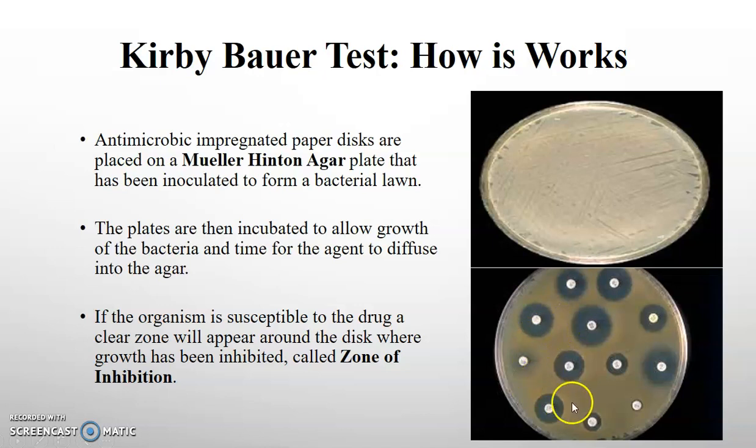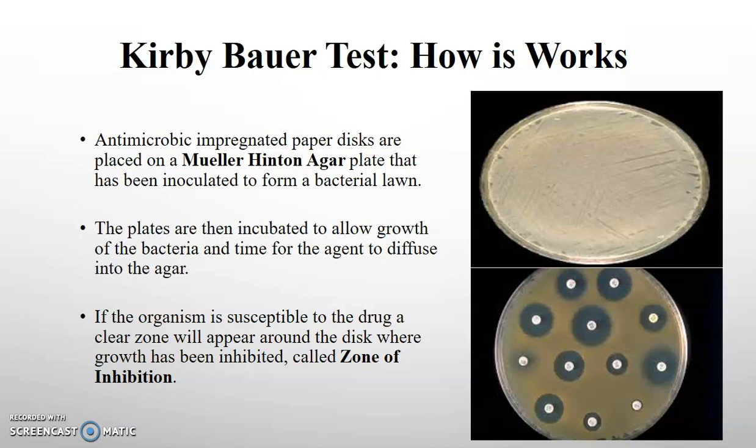We definitely do see bacterial growth, but what we're kind of focusing on again are these clear areas. These clear areas do have a name. They're called the zones of inhibition. So the zones of inhibition are the clear areas that surround the antibiotic after incubation has taken place. And not always, but typically the bigger the zone of inhibition, the more effective the drug.